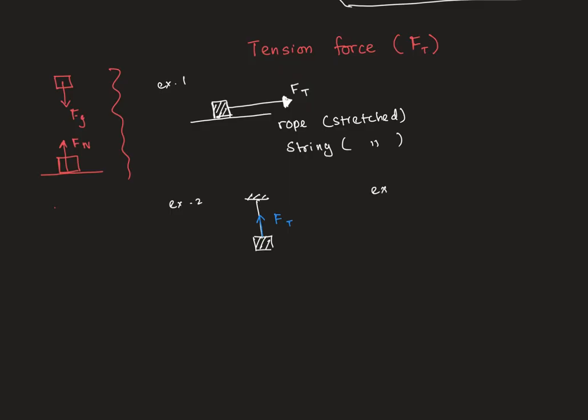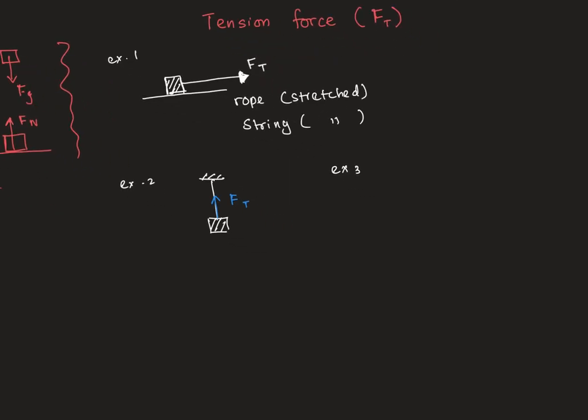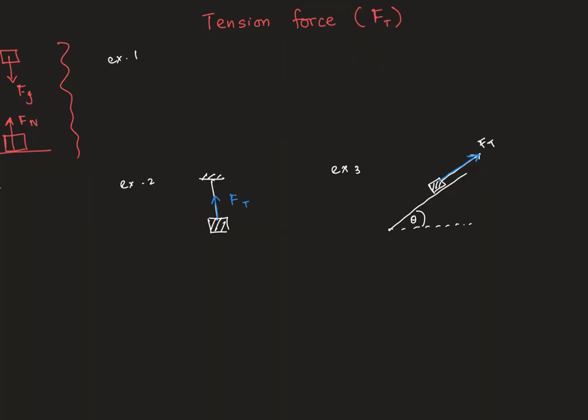Then I'm going to call example number 3 an inclined plane. Remember we were talking about inclined planes in the last class as well. So there you have the box, and there is a rope attached to it, and the stretched rope pulling it up, and there you have a tension force exerted on the block. You call that Ft, pointed away from the object. Always the tension force is pointed away from the object.